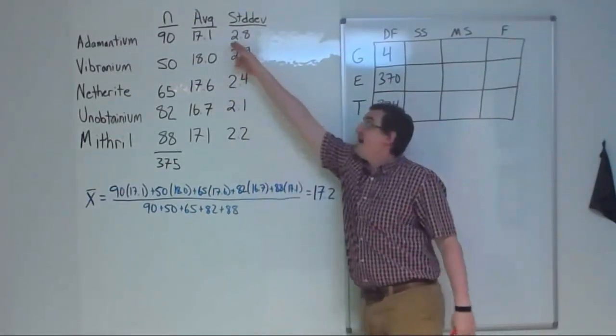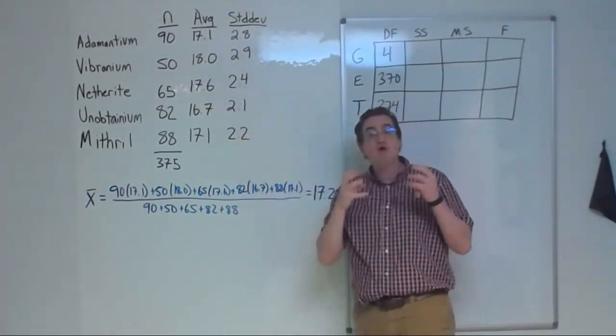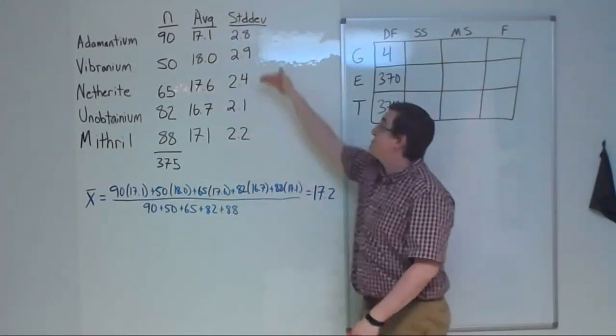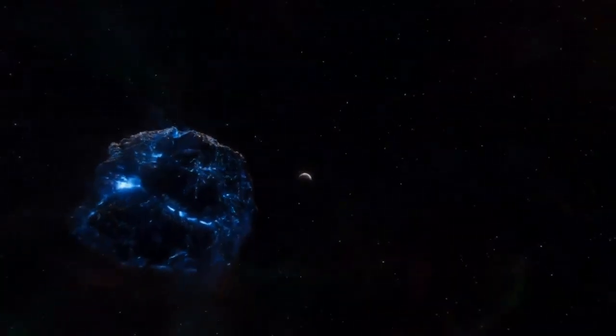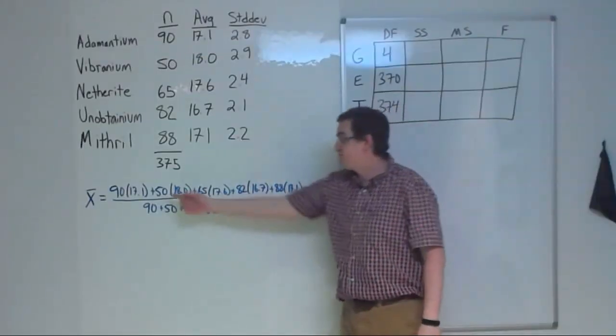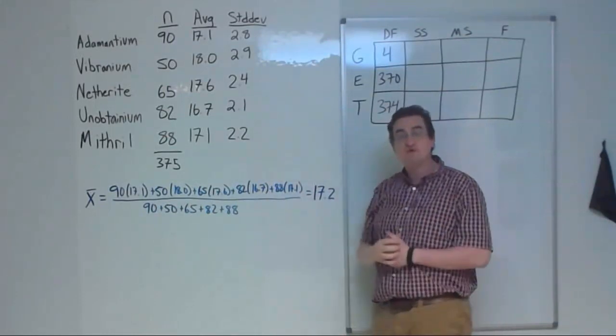We couldn't just average these values because they don't all have the same amount of data. Here's a group that had a lot less data than the others. Made of vibranium, the strongest substance in the universe. So we have to do a weighted version like this to get the true overall average.